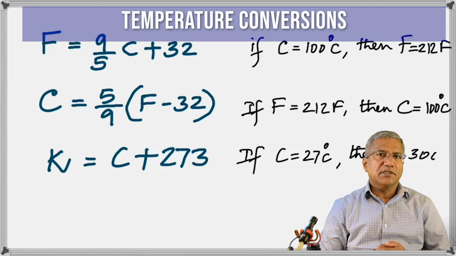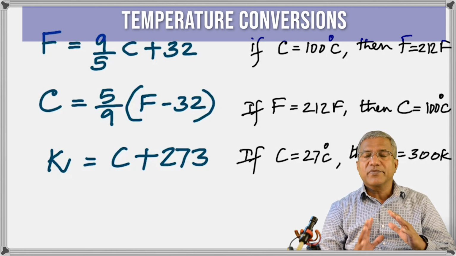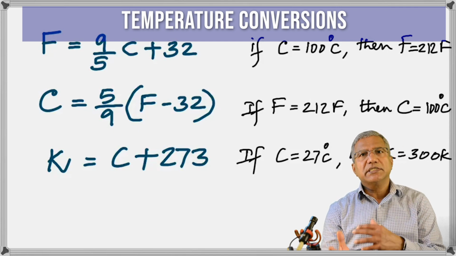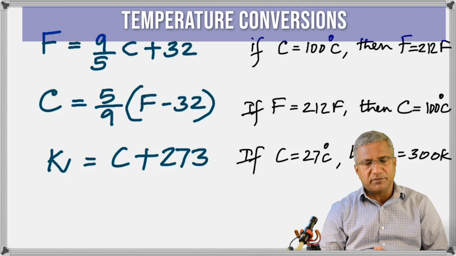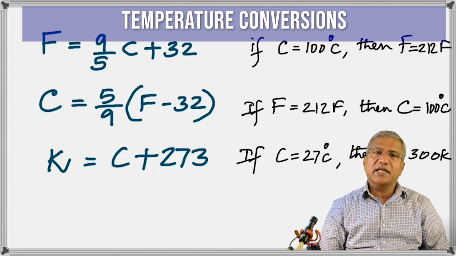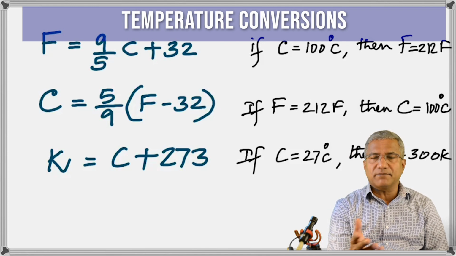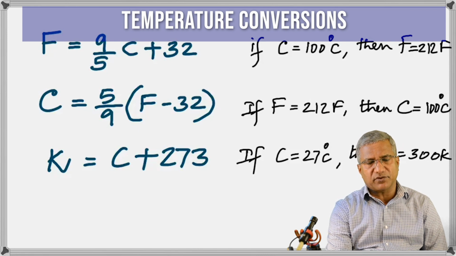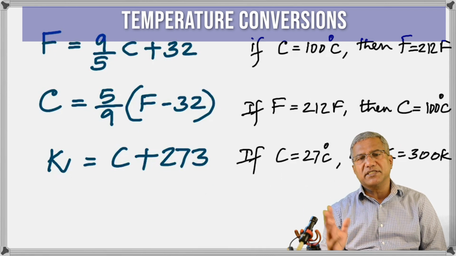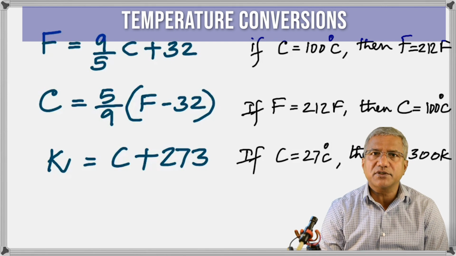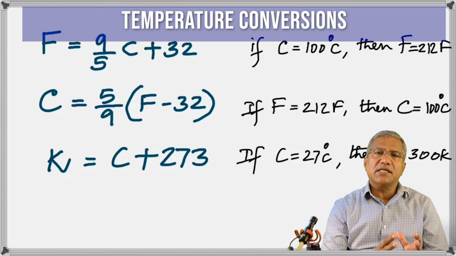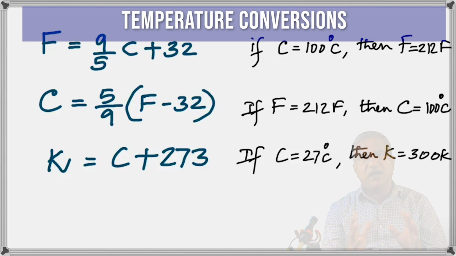So remember, when you change from Fahrenheit to Celsius, first subtract 32, and then multiply by 5 and divide by 9, okay? And as already said, to change from Celsius to Kelvin, you just add 273. So 27 plus 273 gives 300. That's how you change from one temperature scale to the other.